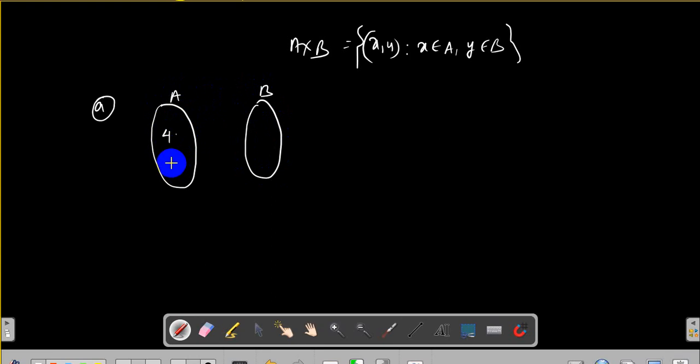For example, this is 4, this is 5, this is 8 and this is 9. Now, these are connected like this. 5 is also mapped with both the elements of set B. Now, what will be A cross B? What are the ordered pairs of A cross B?